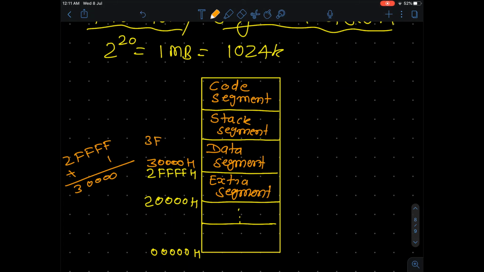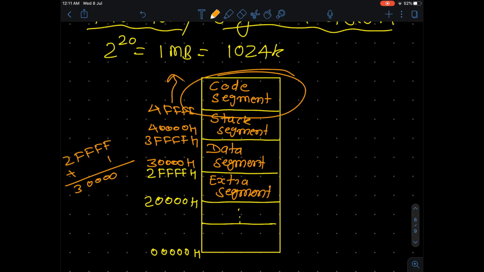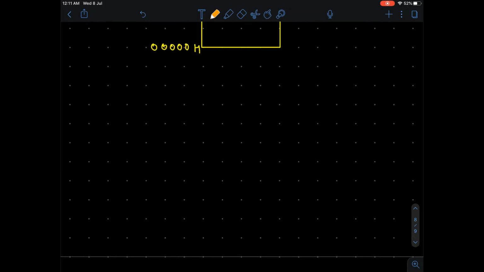Then the ending address of this is 3FFFFH. Then the next segment is there, which may be 40000, then you see the 4FFFF and so on. So this way these addresses are calculated. Now we'll focus on only one segment and we'll discuss it in detail.